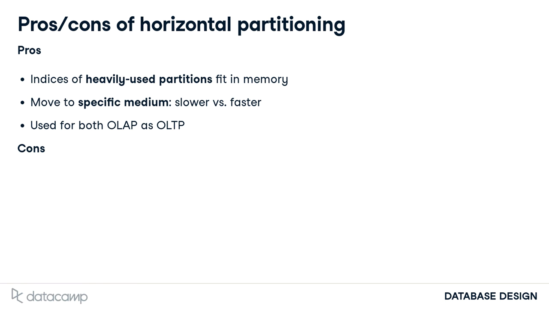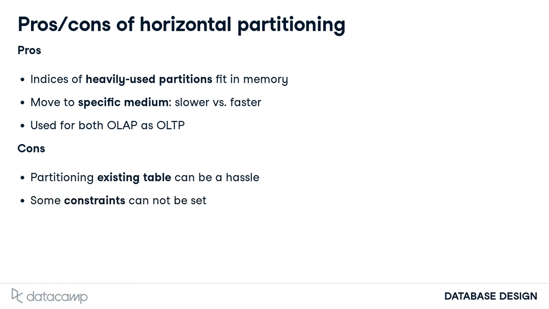There are some downsides though, as partitioning an existing table can be a hassle. You have to create a new table and copy over the data. Additionally, we cannot always set the same type of constraints on a partition table. For example, the primary key constraint.